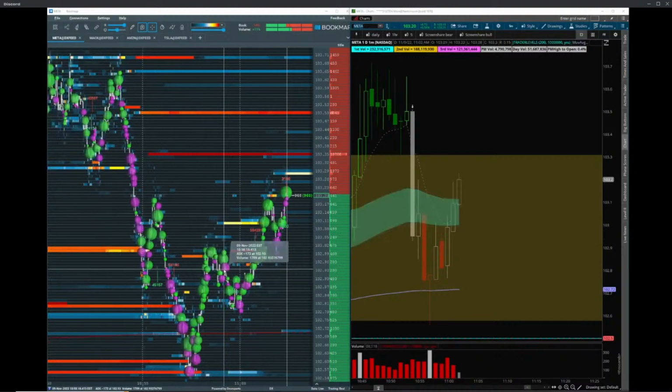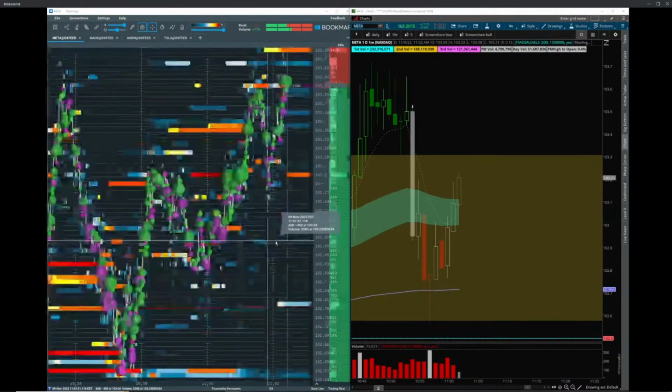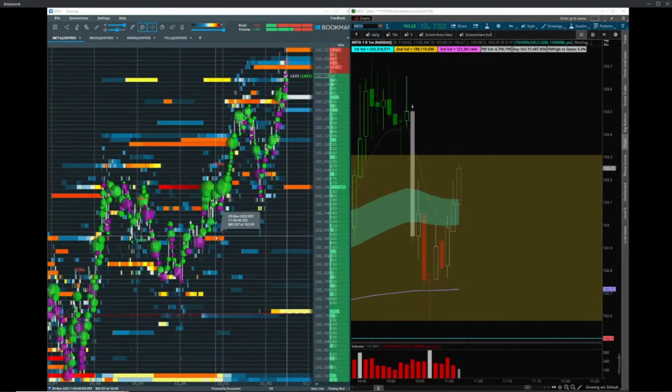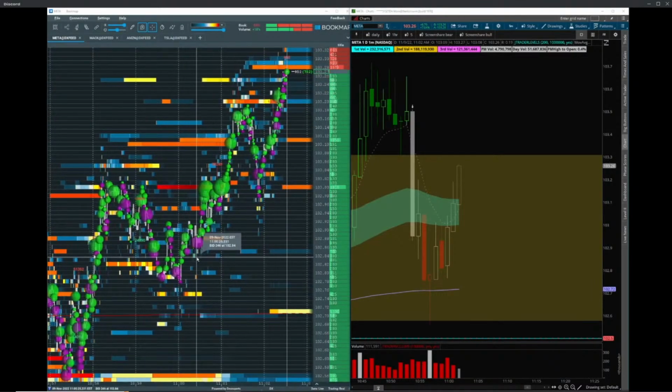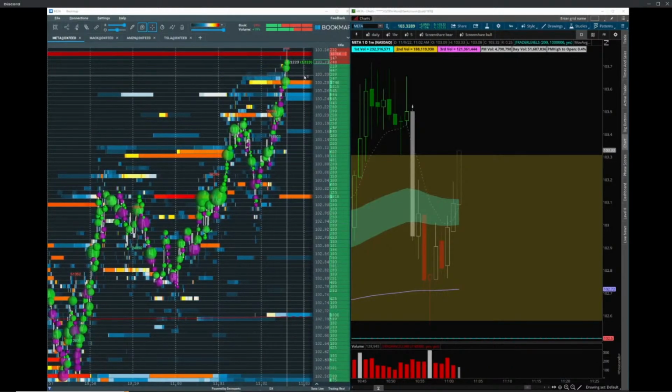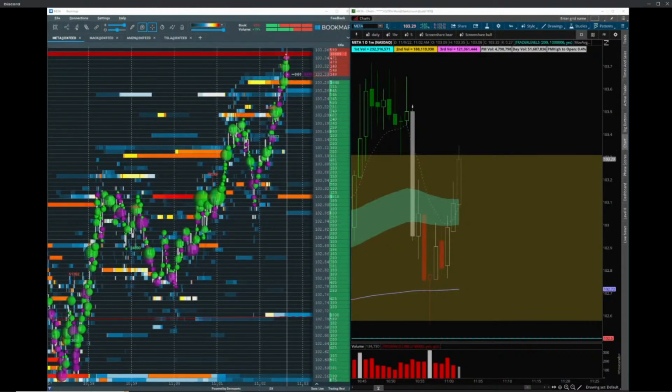Oh, they're building over here higher lows and higher highs. You can see also over here we have buyers moving from this level to this, so they're trying to push the price up over here. This is still not a long.